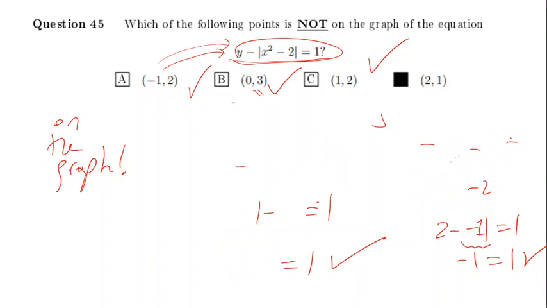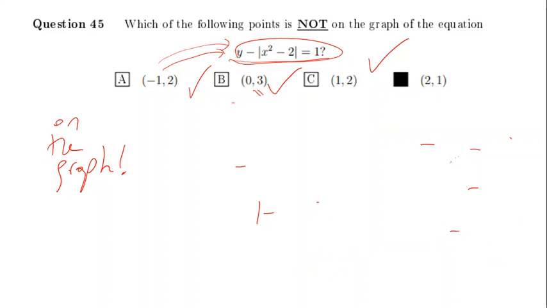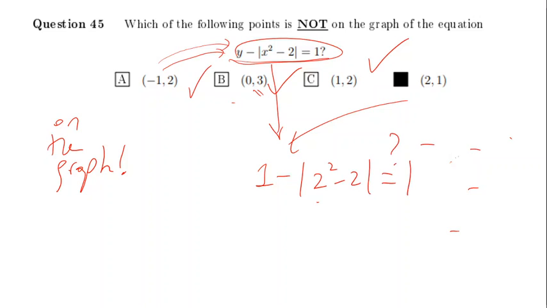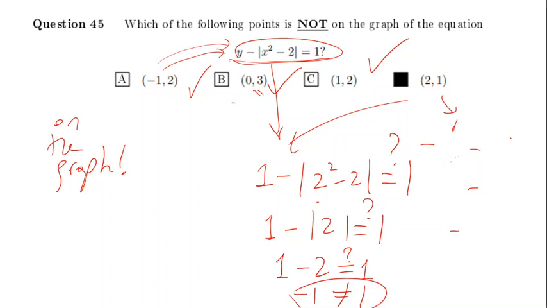Now let's see why it's the answer. So it means it's not on the graph. So we put it here. Y is 1, and then 2 squared minus 2, is it equal to 1? Okay, now we are checking this. 1 minus absolute value of 2 is equal to 1. Is it? Now 1 minus 2 is -1, and it's not equal to 1. So this is not on the graph.